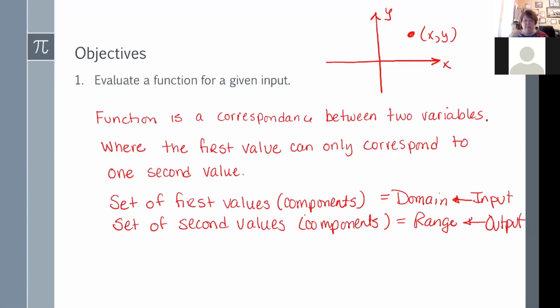And typically, although there's nothing sacred about this, for the set of inputs, the set of the first values, we use X to represent those. And we use Y to represent the set of outputs. Like I said, there's nothing sacred about those two variables. Why they started using X and Y and not A and B, I don't know, but that's what they started to use.